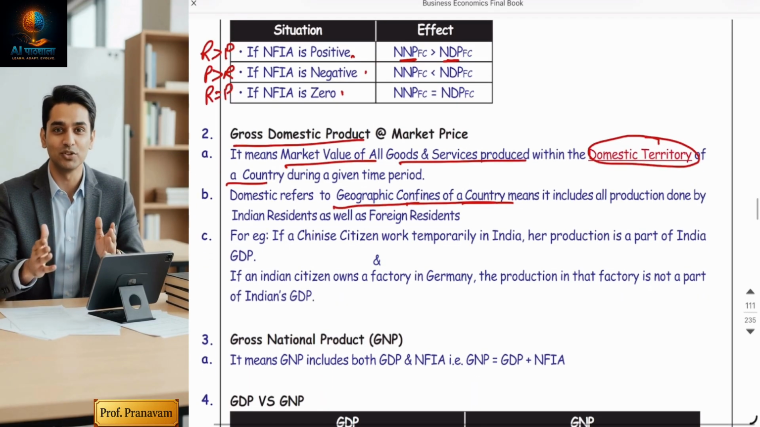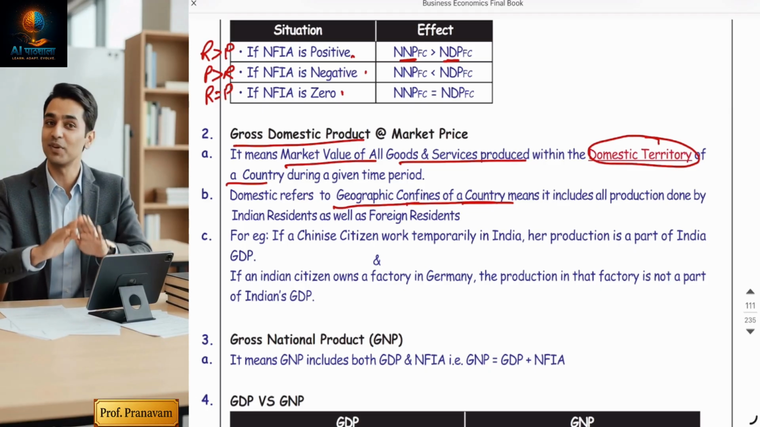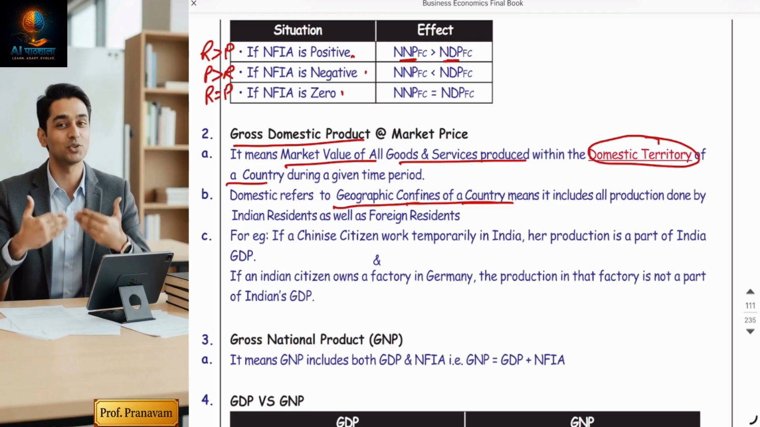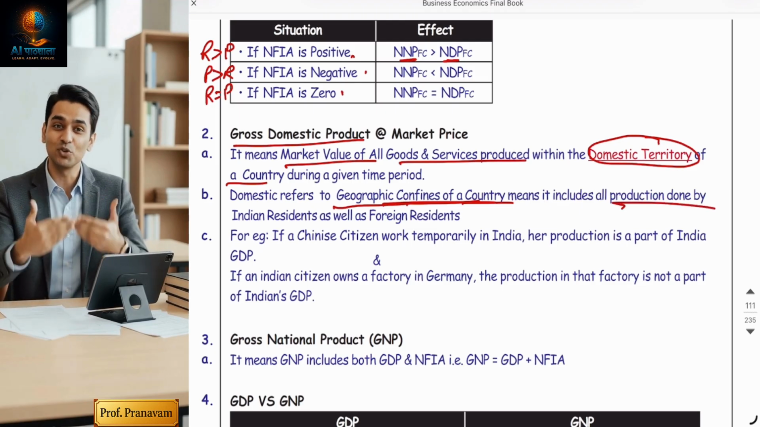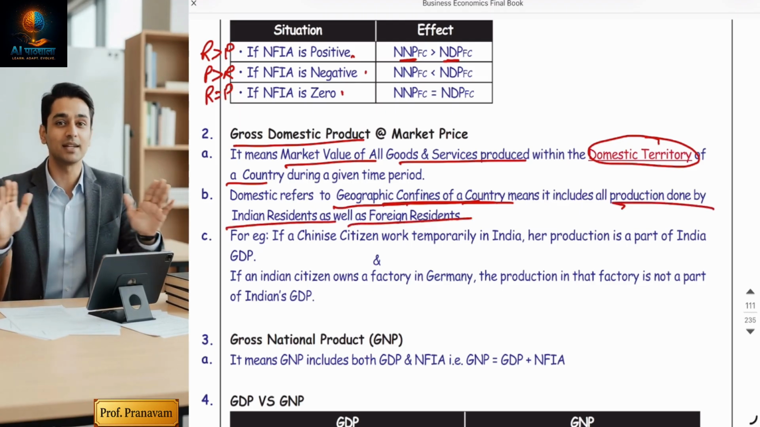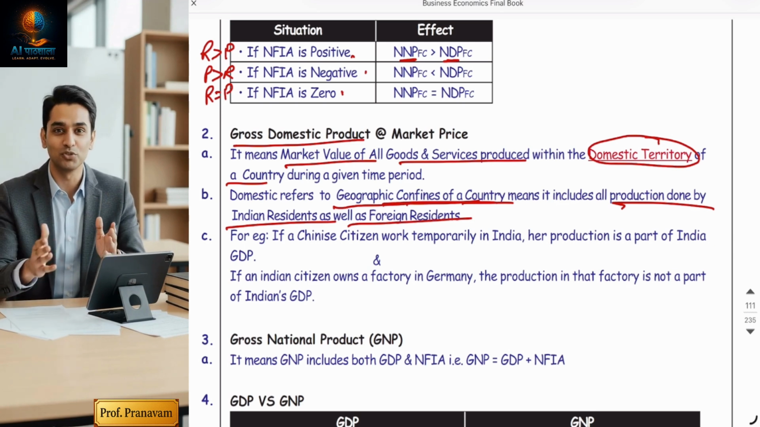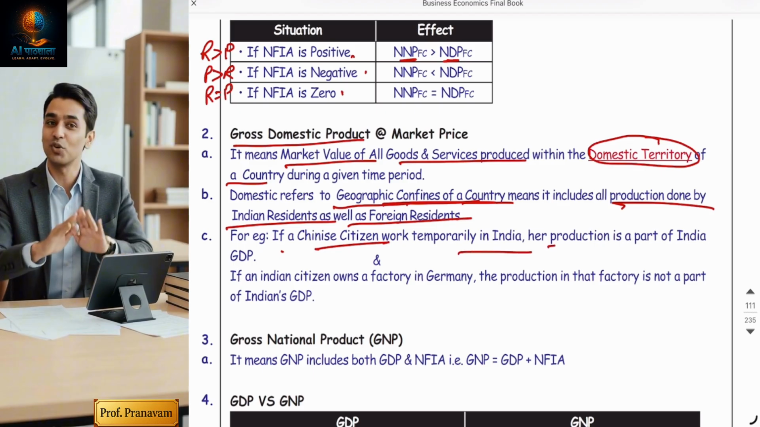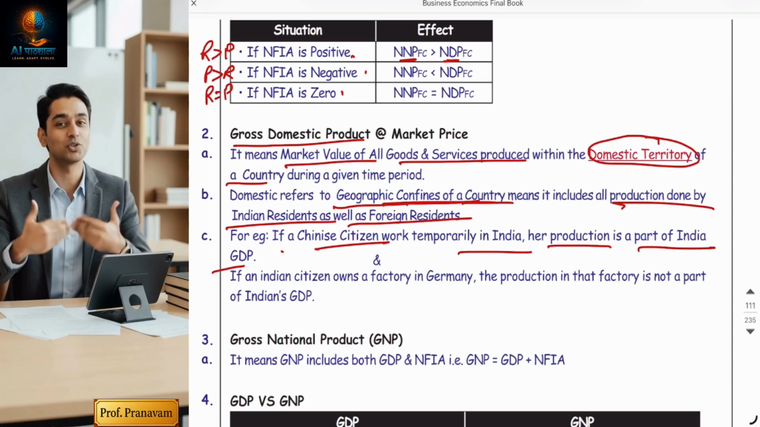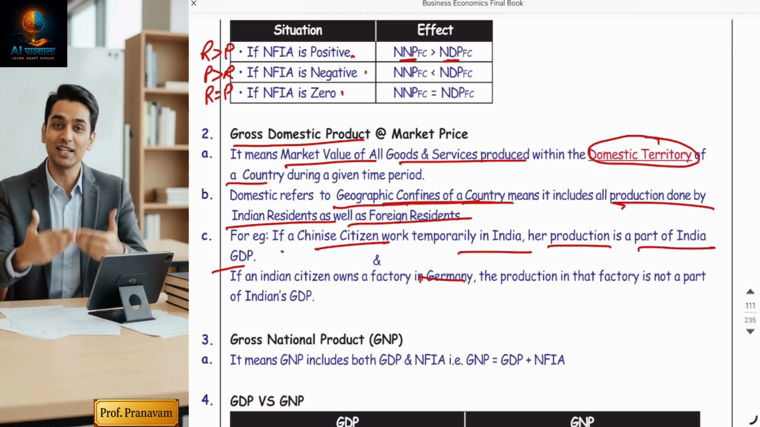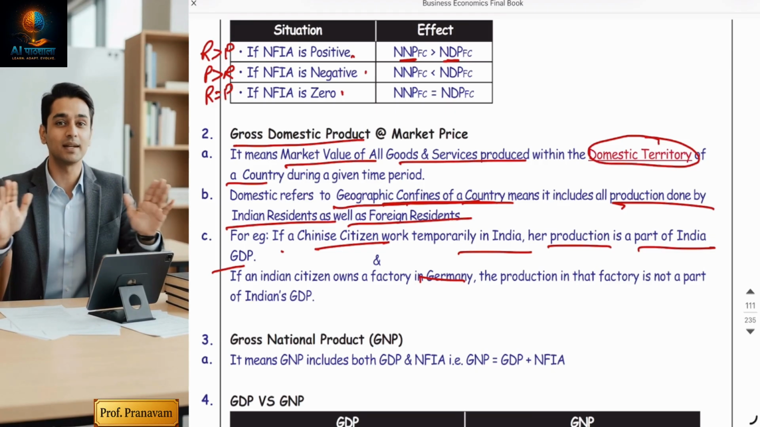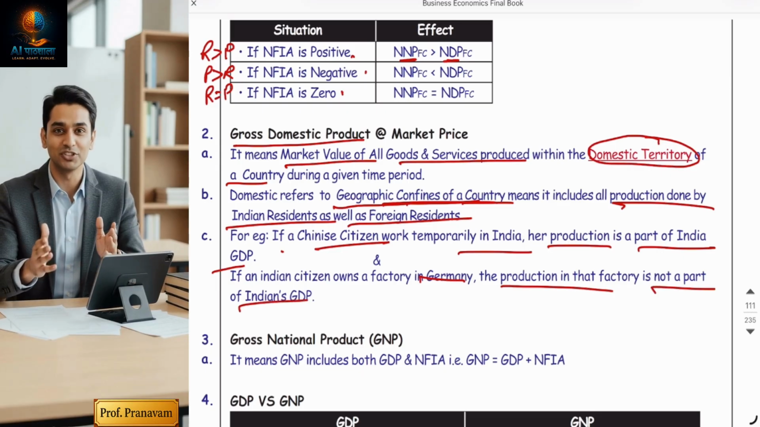Right now, domestic income is concerned about territory. Whether income within the territory is earned by Indian citizens or foreign citizens, it doesn't matter. So it is about geographic confines, irrespective of whether the production is done by Indian residents or foreign residents. I can say that if a Chinese citizen works in India, her production is a part of India's GDP. But if an Indian citizen owns a factory in Germany, even though he's an Indian citizen, he's earning outside the domestic territory, so it cannot be a part of India's GDP.